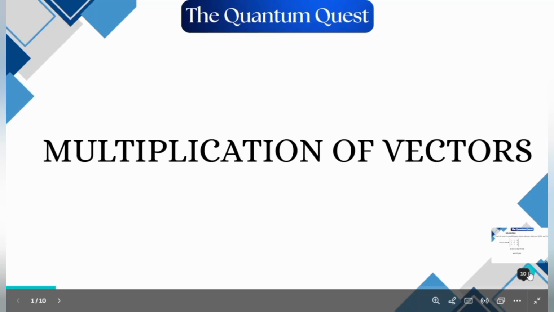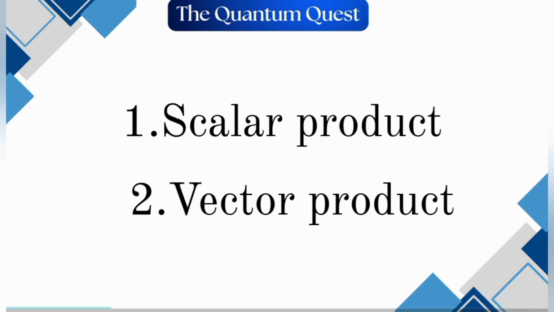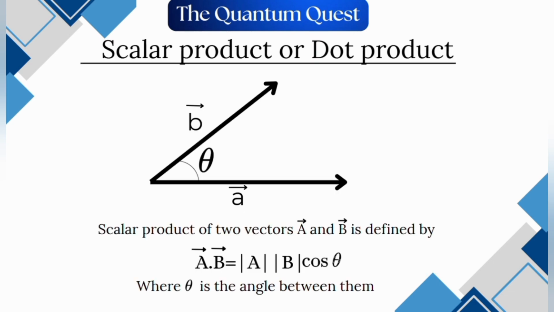In this video, we are going to discuss the multiplication of vectors. There are two types of products: scalar product, in which the resultant is scalar, and vector product, in which the resultant is vector. Let's discuss scalar product in detail.